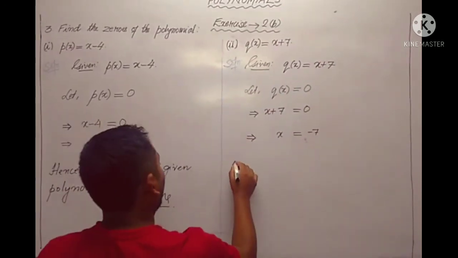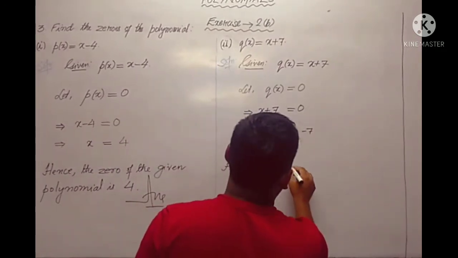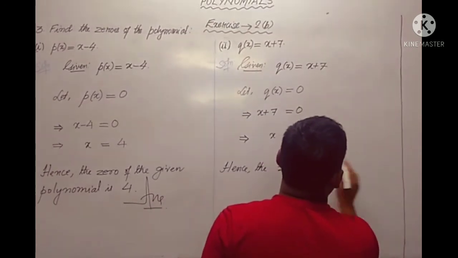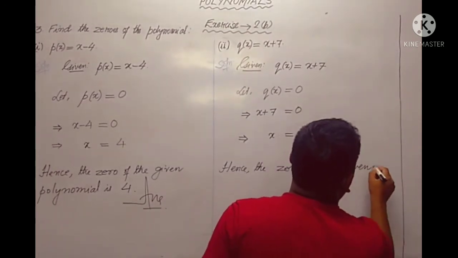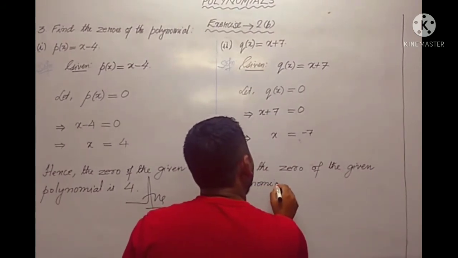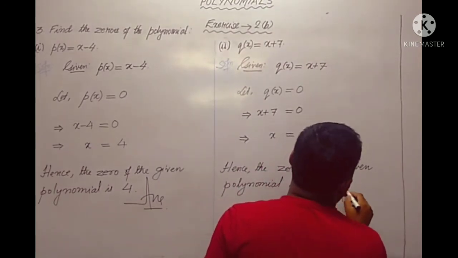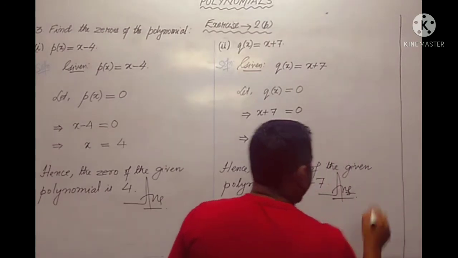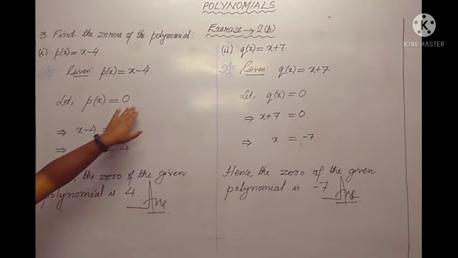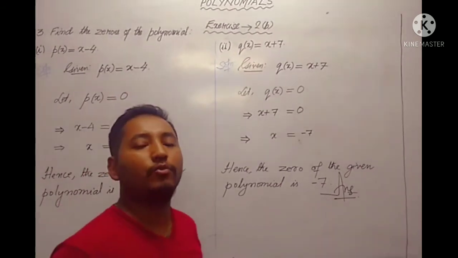So therefore, you write down: hence, the 0 of the given polynomial is minus 7. That is the answer. Isn't it simple? Just equate with 0, get the value of x, that is the answer. Alright? Now let us move on to the next question.